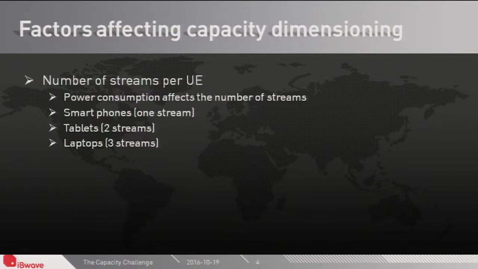Then the next one is your UEs. Does your UE have 1, 2, or 3 streams? This is really not about the size of the RF circuitry that is going to be put in your UE. It is more about power consumption. That's why your smartphone mostly has 1 stream, your tablets have 2 streams, and your laptops have 3 streams, because of the power consumption.